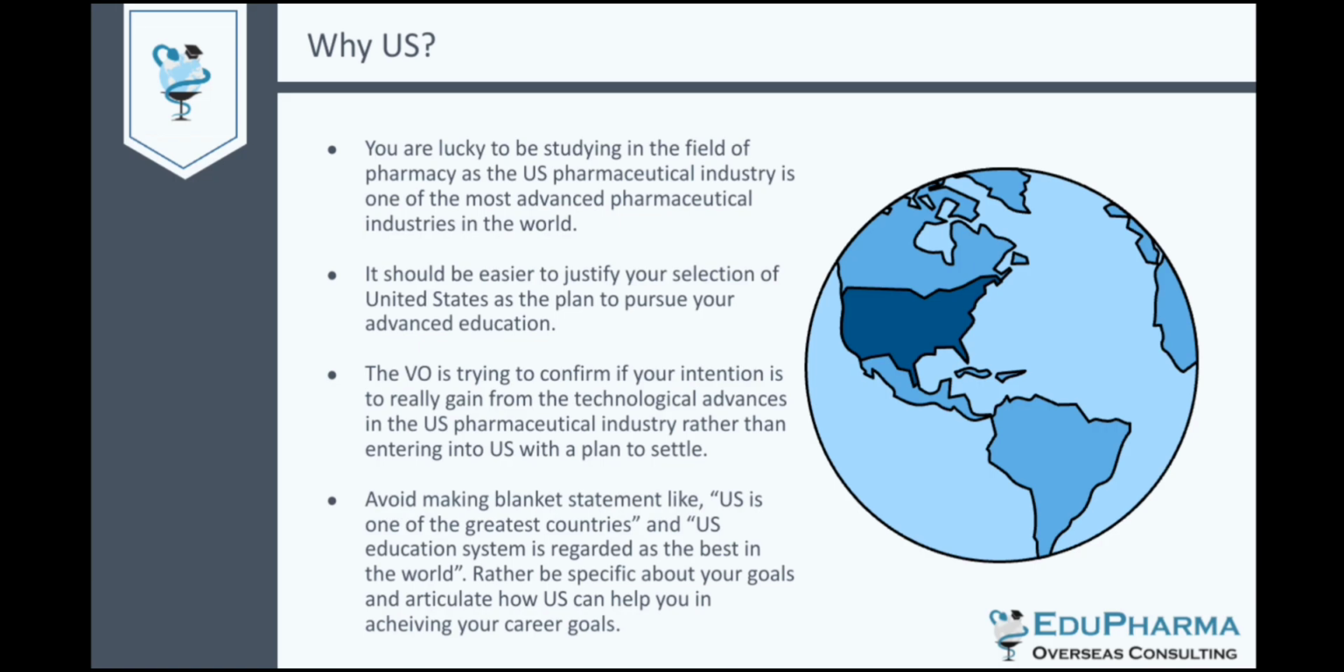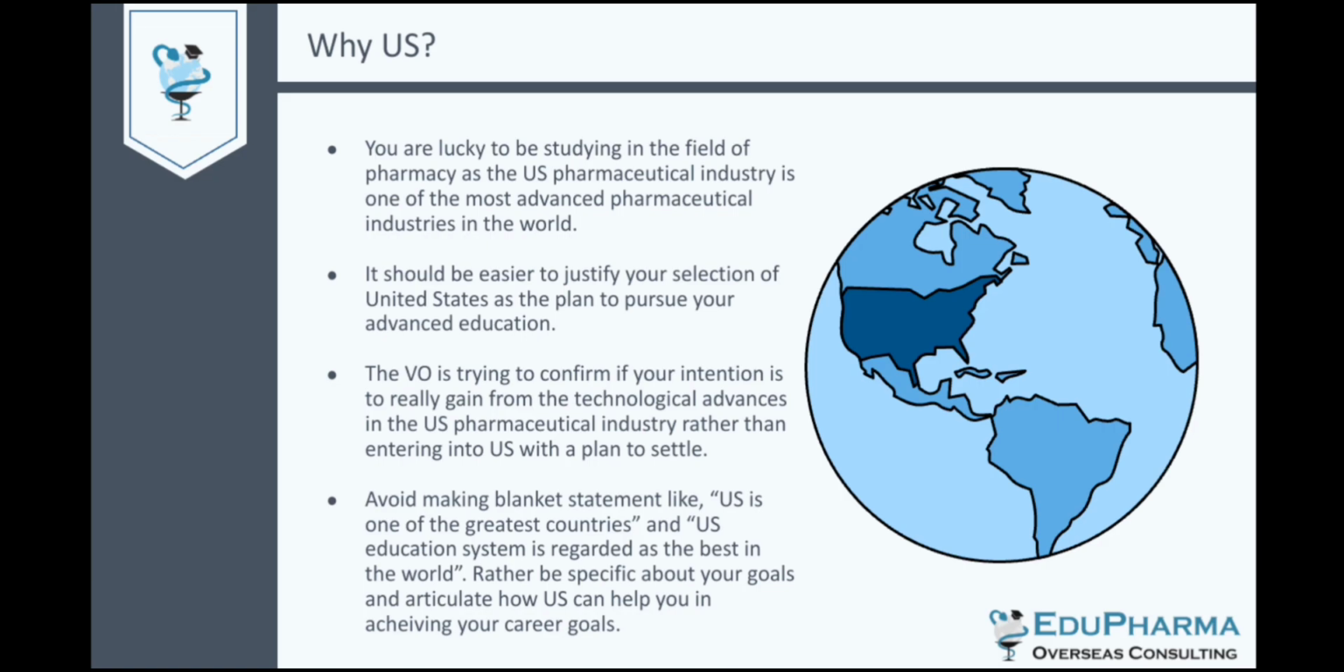Again here, if you can specify the process, what works in your advantage is that pharmaceutical companies from the US are one of the most advanced companies in the world. All the new drug discovery happens in the United States and in some parts of Europe. So you can use that and justify your selection by explaining how you plan to use this education in your further career plan. So you should always be able to show what you plan to do after this masters.